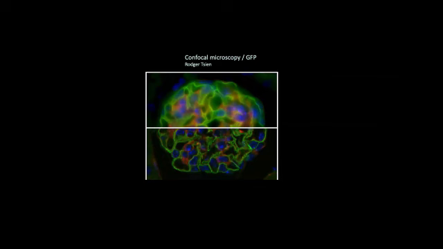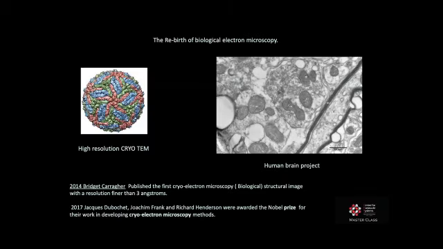So biological electron microscopy was the state of the art for cell biologists through the 1990s and through 1999 until Roger Tsien developed green fluorescent proteins, and confocal microscopes became readily available to research labs and were relatively easy to use. And so confocal microscopy took center stage for about 20 years. But now we're seeing a rebirth of biological electron microscopy.